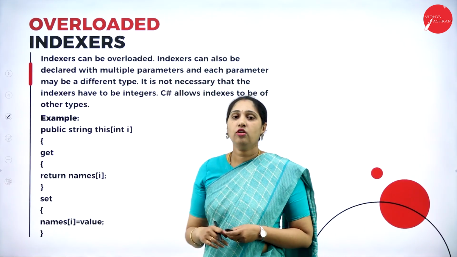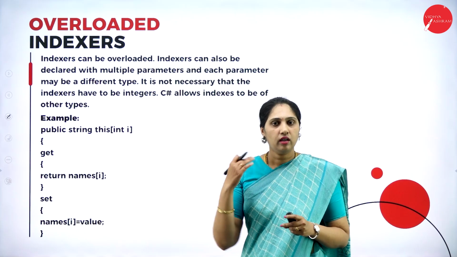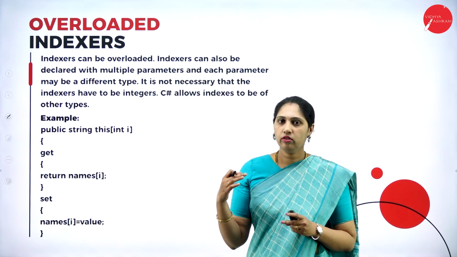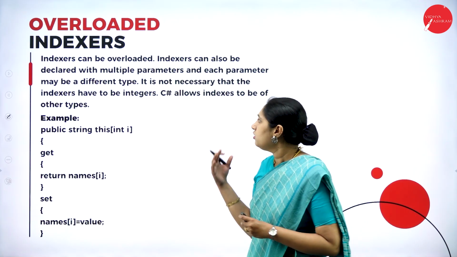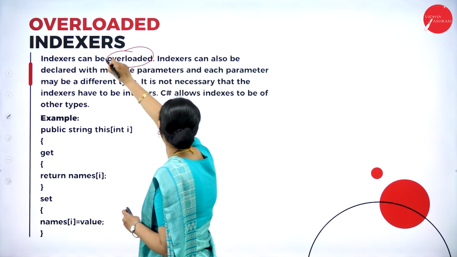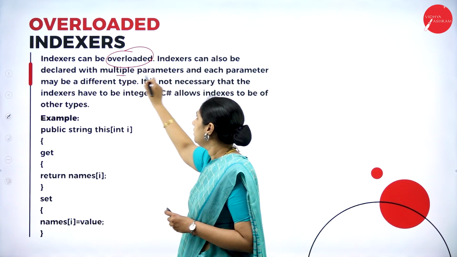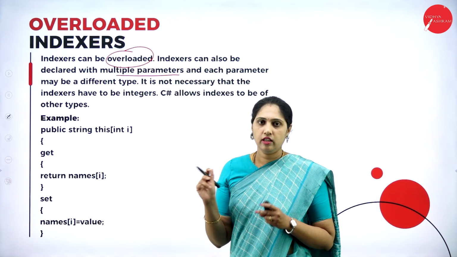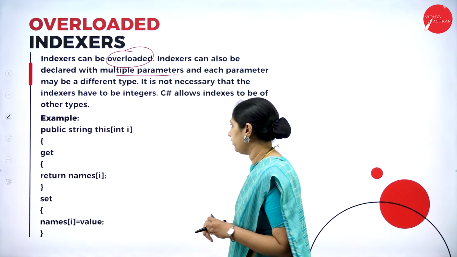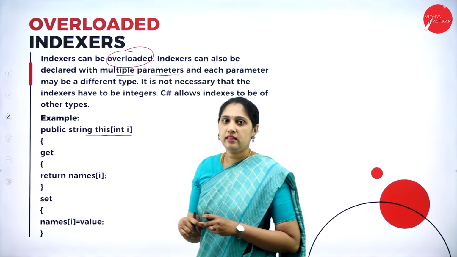Next, indexers can also be overloaded. Just as we wrote get and set, now we have another function so that it can be overloaded with different parameters. So how is it used? We can say indexers can be overloaded. What we have to do is have multiple parameters in order to overload. So this is an example. We already discussed this in the previous slide.